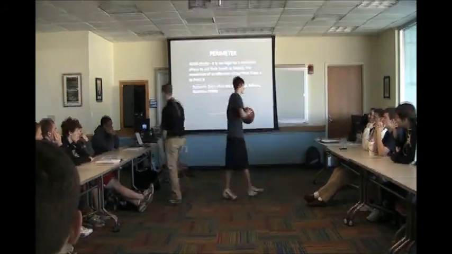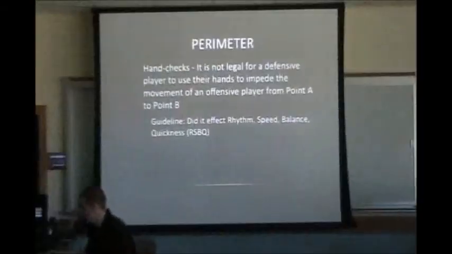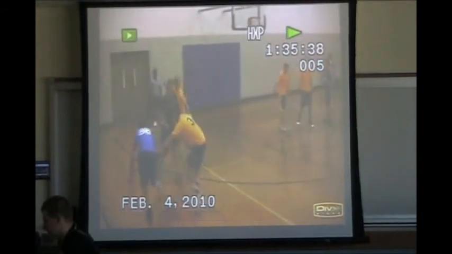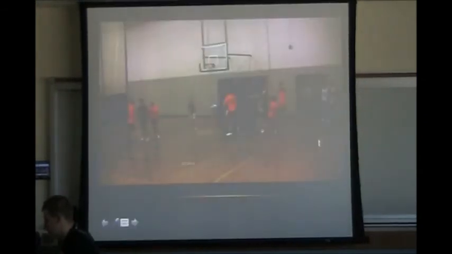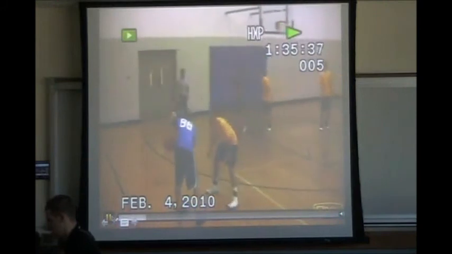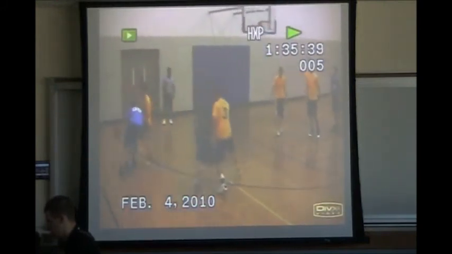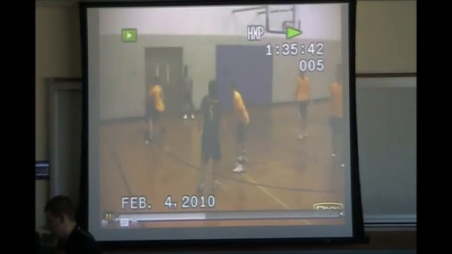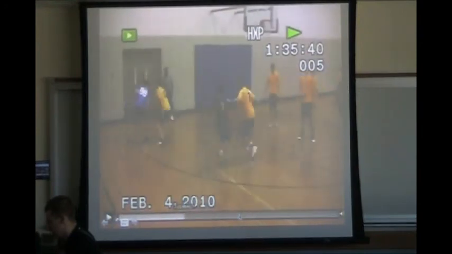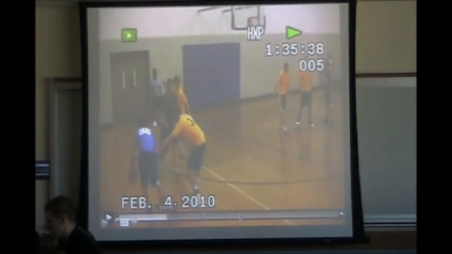Okay, so let's look at a couple plays. Man zone dribbler on that. Okay. So this play is going to be down here on the baseline. Just follow the dribbler. What do you guys think? Somebody said foul. Okay, first one right here.